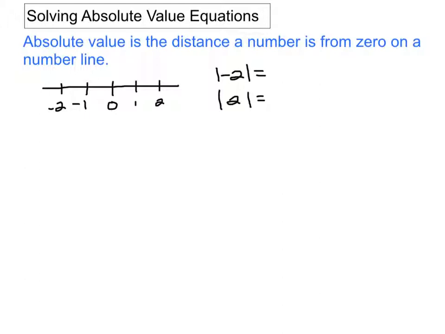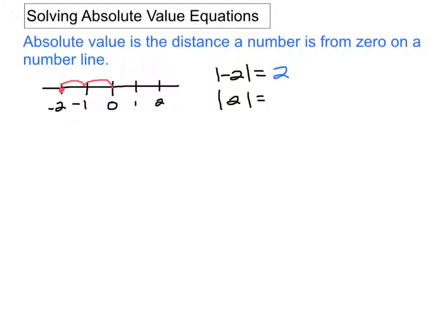So for example, negative 2 is right here, okay? And the distance that is away from 0 is 1, 2. So the absolute value of negative 2 is 2. Distance can only be positive.